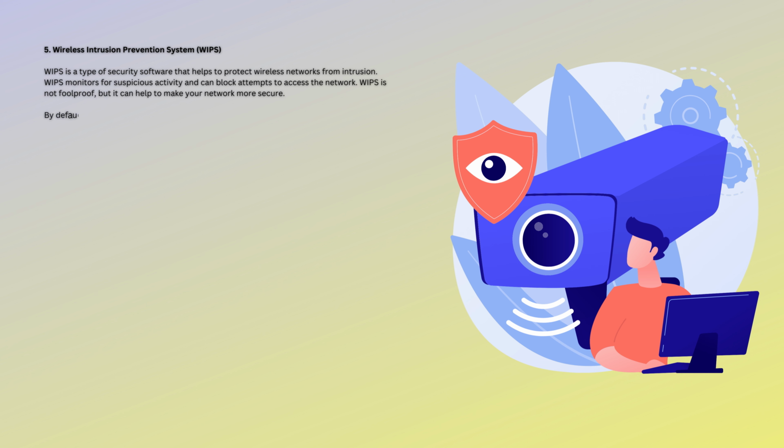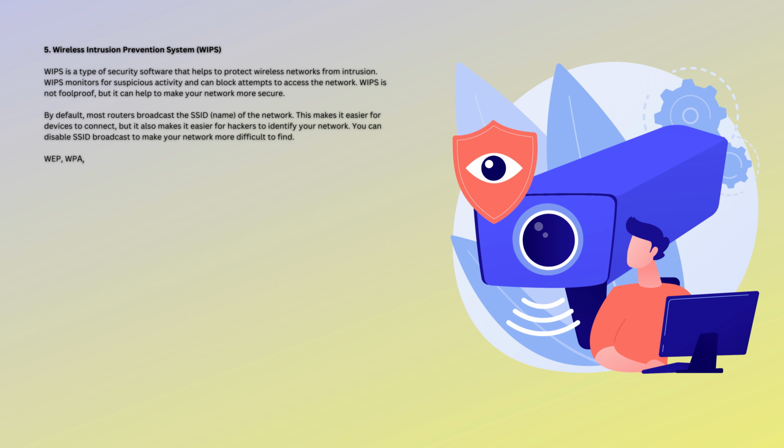By default, most routers broadcast the SSID, the name of the network. This makes it easier for devices to connect, but it also makes it easier for hackers to identify your network. You can disable SSID broadcast to make your network more difficult to find.